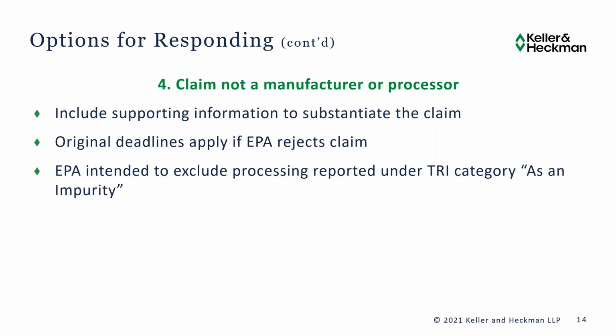EPA intended to exclude those processors who process substances only as an impurity. EPA used TRI information to identify processors for these test orders. So the logical conclusion here is that if you in fact reported under the "as an impurity" category for a substance for which you received a test order, this would potentially be an option that you could pursue to request that EPA find that you're not in fact subject to the order.